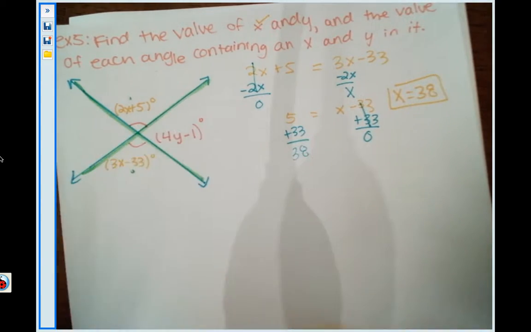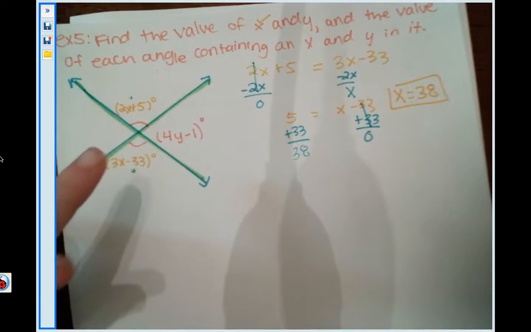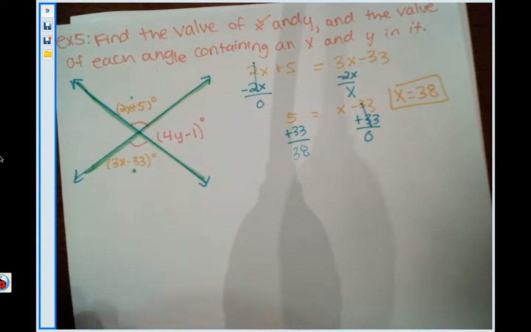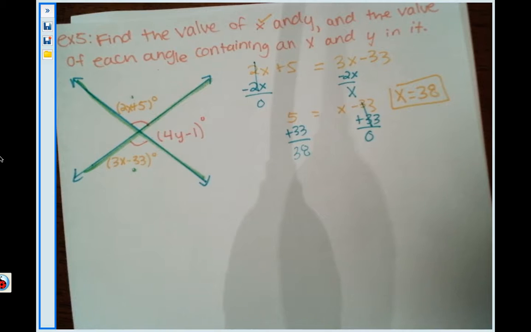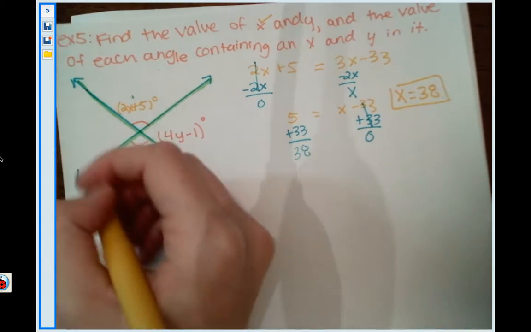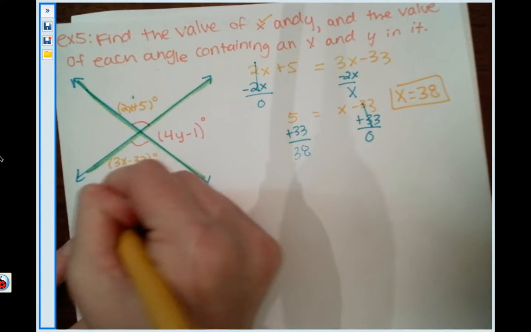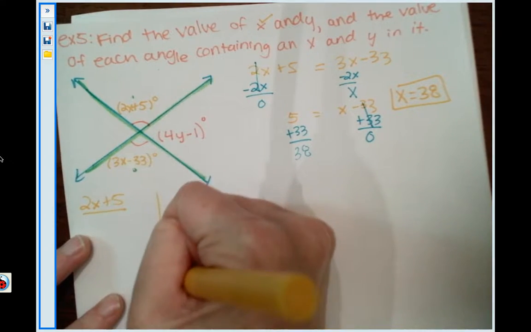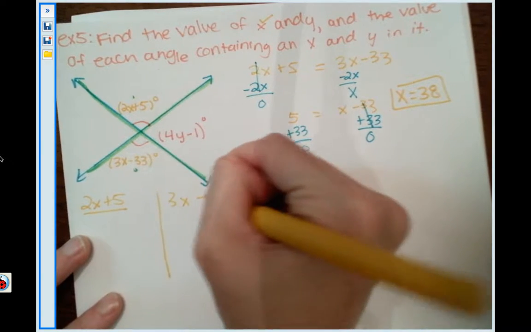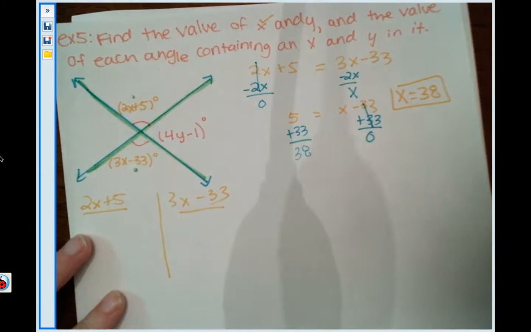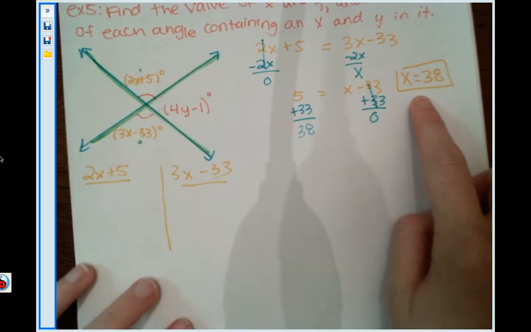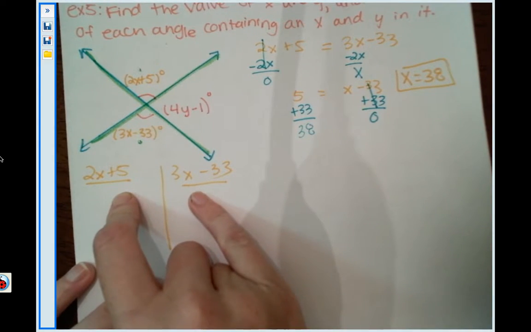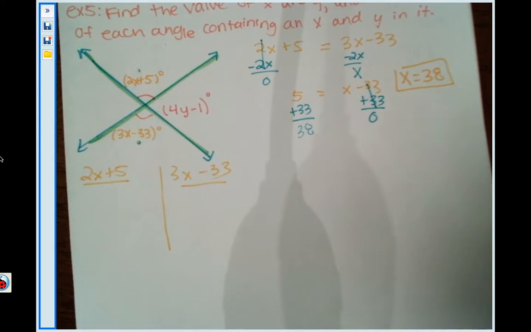Although I do know, you guys, that these two are congruent, I'm still going to solve for both because sometimes we make math errors, and this is a good way to check ourselves. So I'm going to solve for the angle 2x plus 5, and I'm going to solve for the angle 3x minus 33. If I do this correctly, they should be the same. So, if I know that x is 38, if I substitute those in for x, then I can solve it. So let's get going.